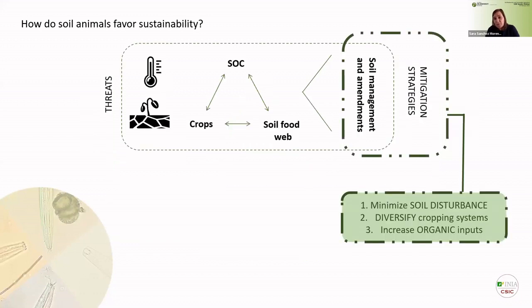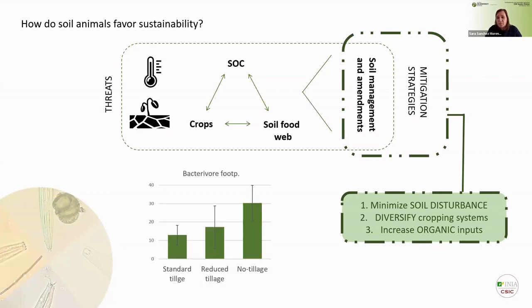Those mitigation strategies are, for example, minimizing soil disturbance. We've clearly seen how reducing tillage, for example, using reduced tillage or no tillage, increases the participation of those bacterivore animals in the soil, mineralizing nutrients and increasing soil fertility.